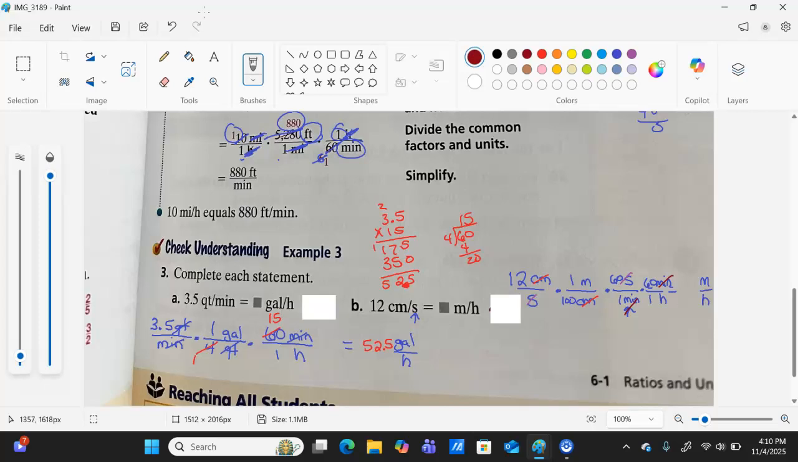We have 12 times 60 times 60 divided by 100. So let's start reducing. 60 and 100 are both multiples of 10. Okay, and then 60 and 10 are both multiples of 10. So that reduces to a 1. So now I have 12 times 6 times 6. 12 times 6 is 72. Times 6 again, 2. Carry the 1. 42 plus 1 is 43. So we end up with 432 meters per hour is our unit there.